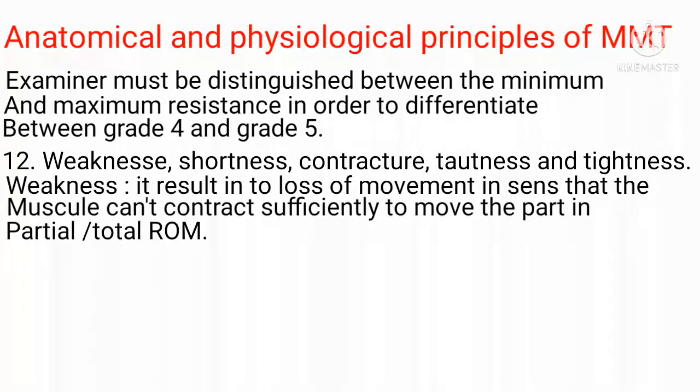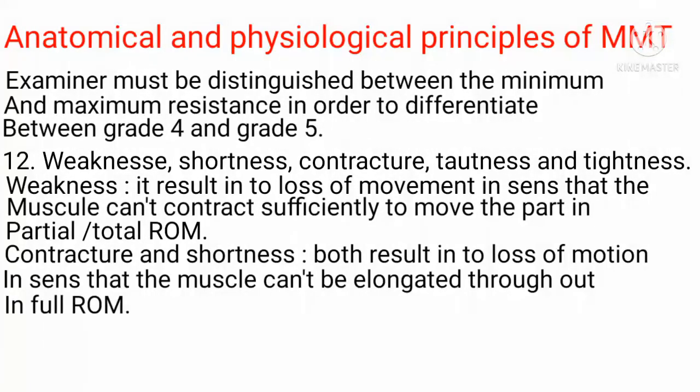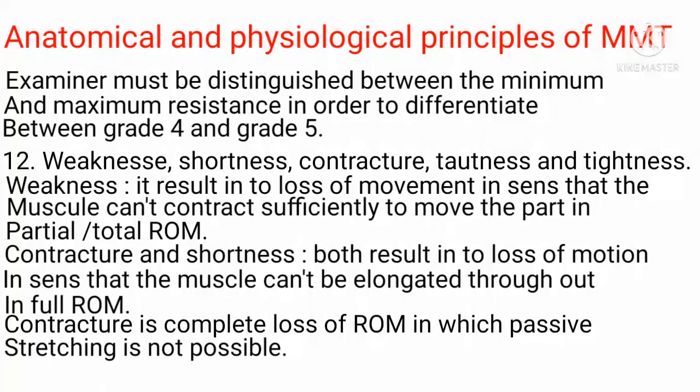Weakness results in loss of movement in the sense that the muscle can't contract sufficiently to move the part in partial or total range of motion. Contracture and shortness both result in loss of motion in the sense that the muscle can't be elongated throughout the full range of motion. Contracture is complete loss of range of motion in which passive stretching is not possible.